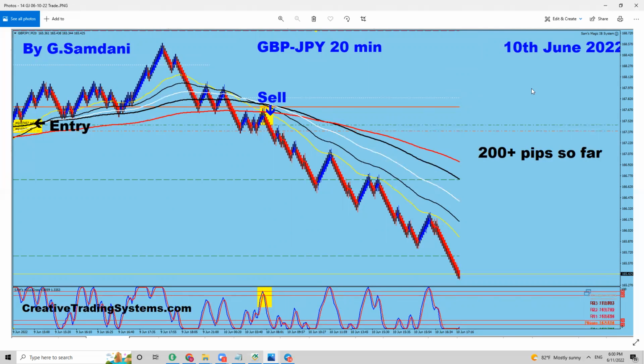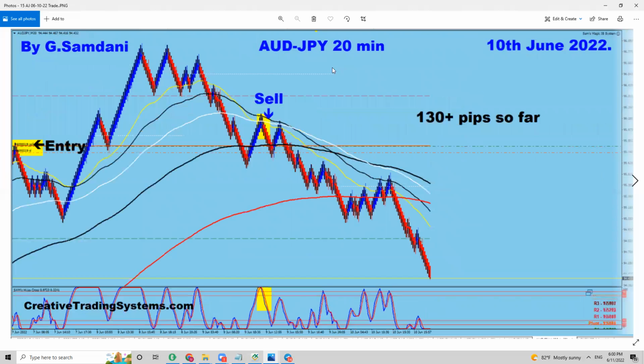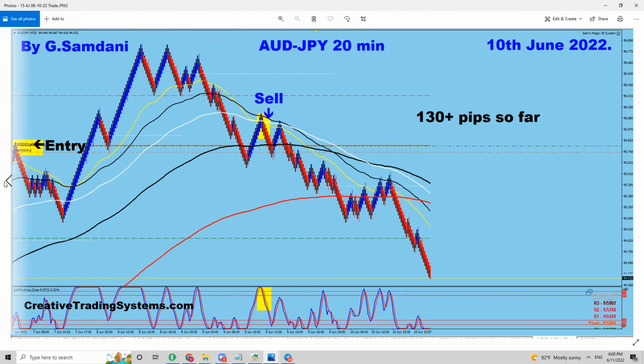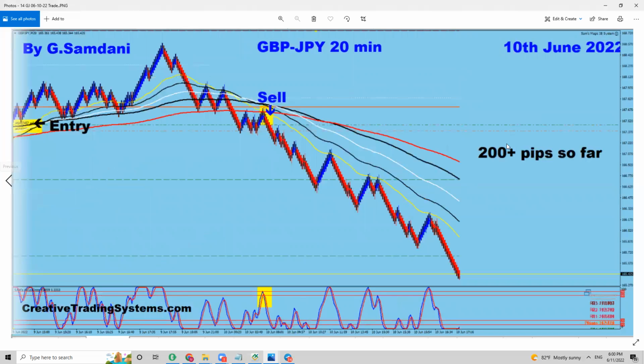You see that? Short now. And I'll show you the chart that I also posted on the Telegram for my subscribers, that they are making a turn now. It was like 2 weeks in a row up, but last Friday, down. I'll show you this one. And I had a short here, the Aussie yen on the 10th, sell for 130 pip. These 2 trades on the 10th, 200 and 130, 330 pip, pound yen.